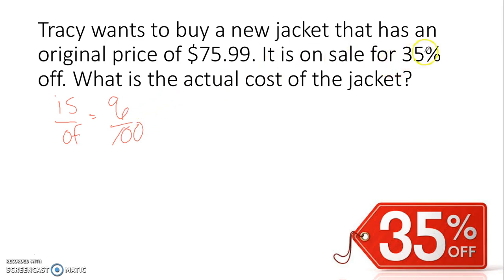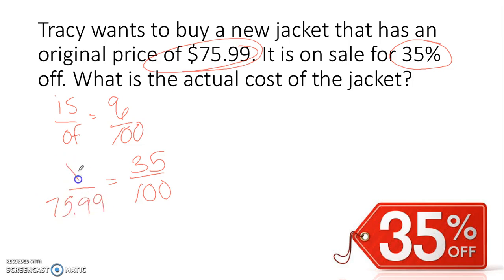Alright, so right away we know that we have 35%. So that's the easiest one. So blank equals blank. We know it's going to be over 100, and the percent 35 is over 100. Alright, so Tracy wants to buy a new jacket that has an original price of $75.99, so we want to take 35% of $75.99. So of, or the whole, is $75.99. Another way that you can think about it is the original price is going to be at the bottom, in the denominator. Alright, from here on, we all know what to do.